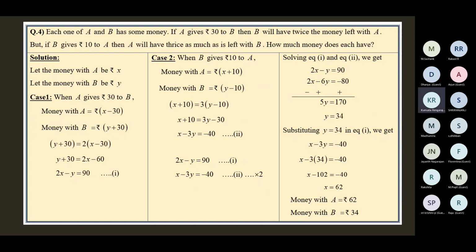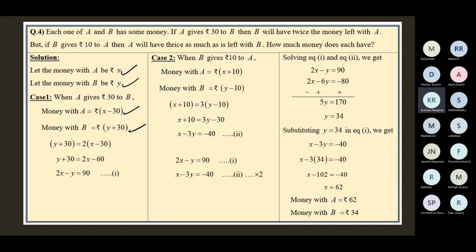So money with A, let's do it together. Money with A is X, B is Y. When A gives 30 to B, A is giving 30. So X minus 30, Y plus 30. And how do you construct the equation?